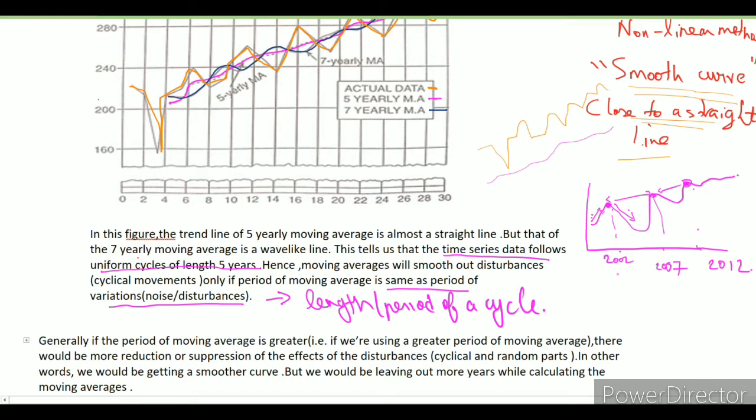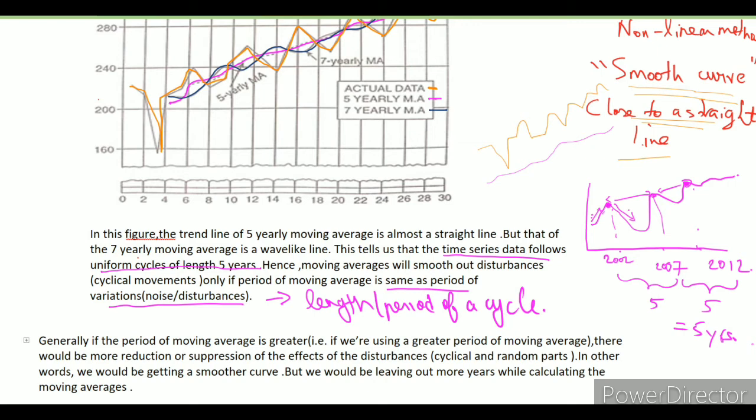Now the distance between 2002 and 2007 is 5. The distance between 2007 and 2012 is 5. So on average, we have a cycle of 5 years. And also because we're using a 5-year moving average, the trend looks like a smooth curve. But instead of 5, if we use a 7-yearly moving average, we will not get a smooth line. So you see, the choice of the moving average is important.